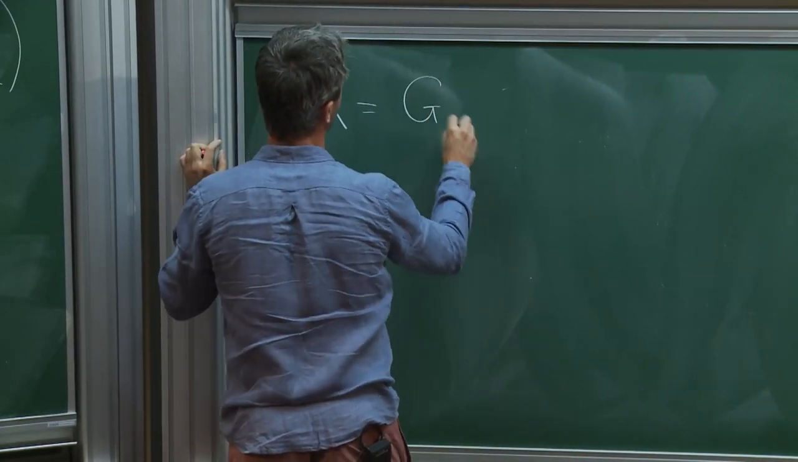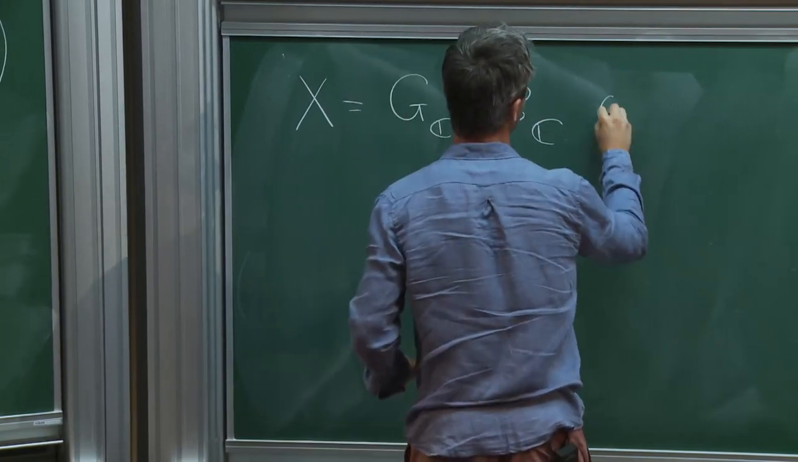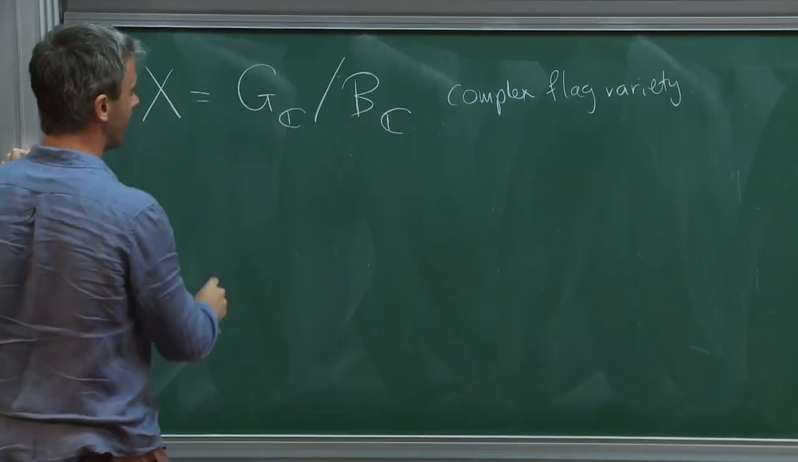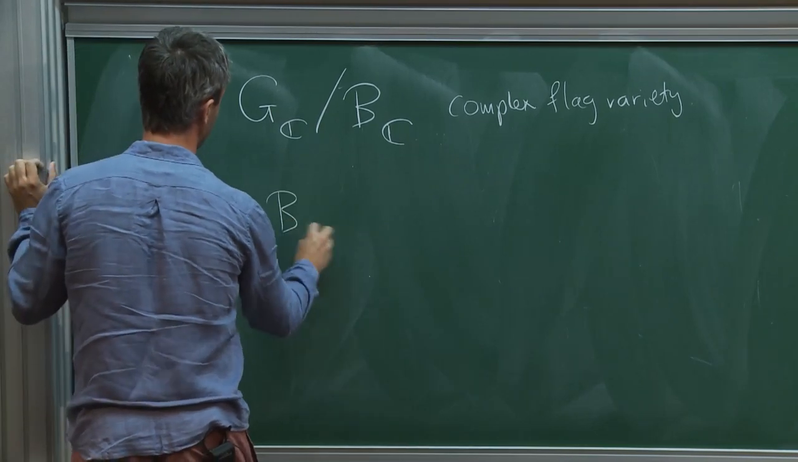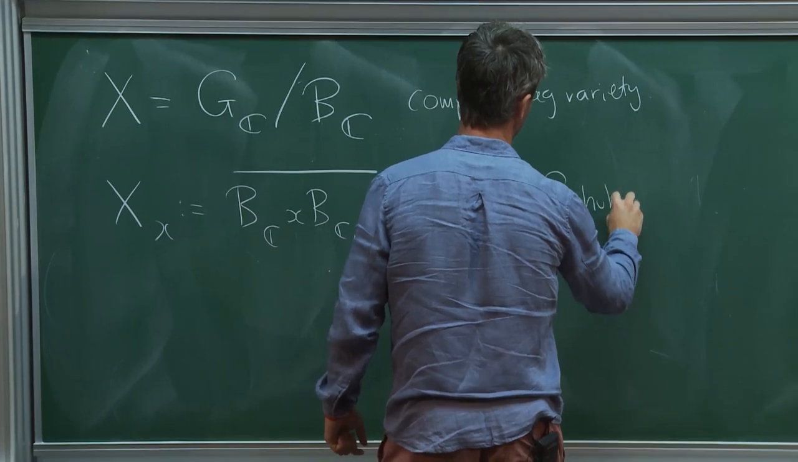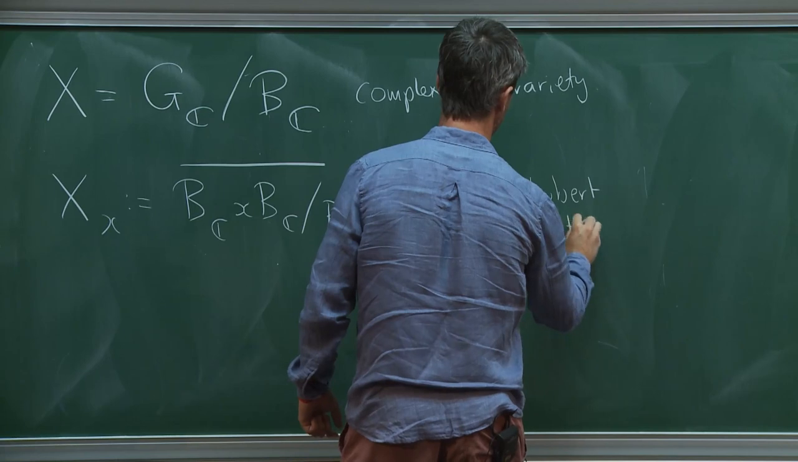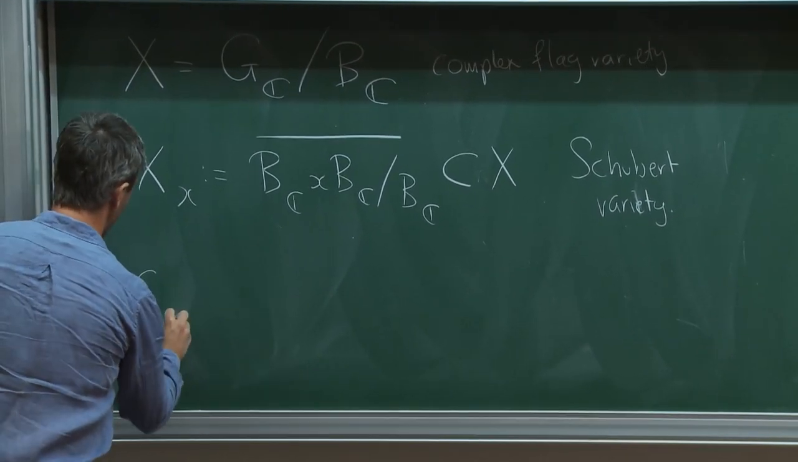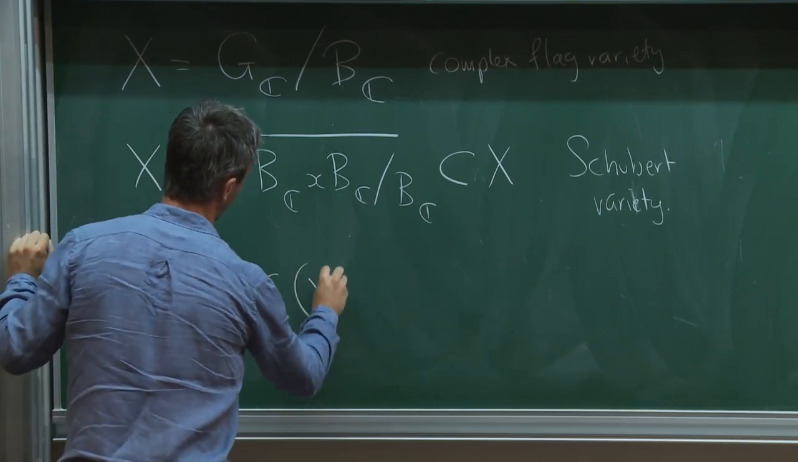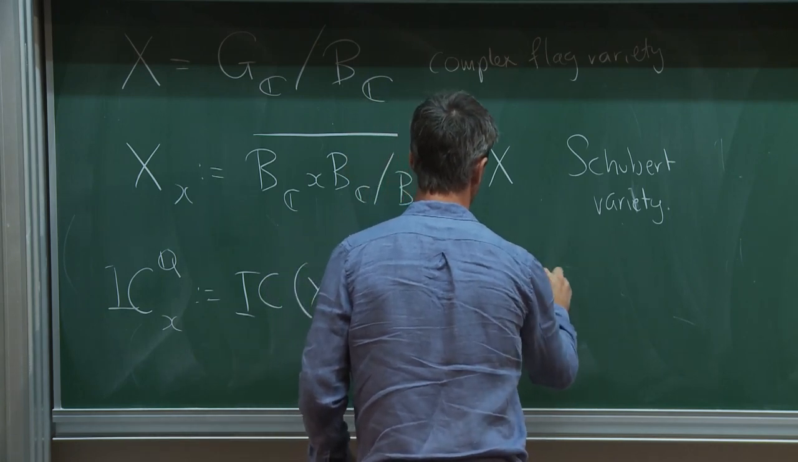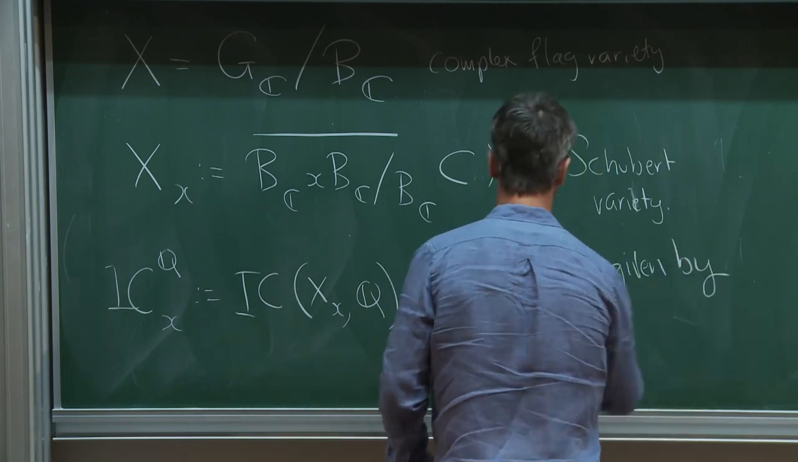And so now we apply this to the flag variety. So now I change and consider the complex flag variety, and we consider X to be a Schubert variety. And then what are ordinary Kazhdan-Lusztig polynomials? This is defined to be the intersection cohomology of this guy with Q coefficients. So the stalks are given by Kazhdan-Lusztig polynomials.